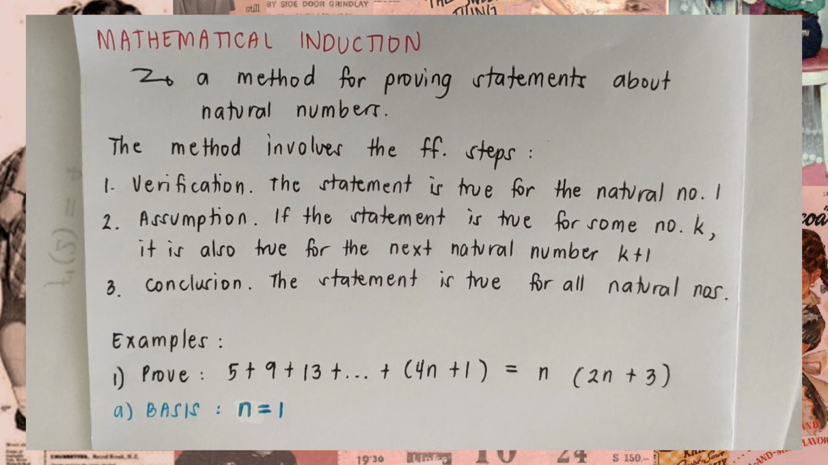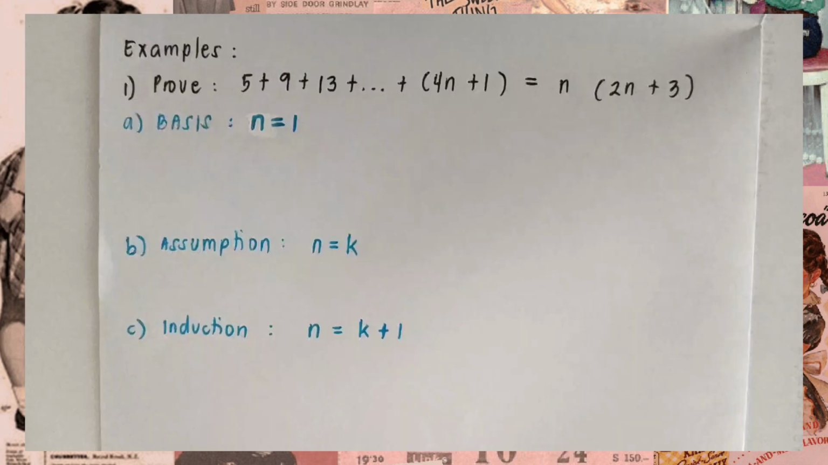Second, assumption. If the statement is true for some number k, then it is also true for the next natural number k plus 1. That k plus 1 is also known as the induction. And third, we have the conclusion. The statement is true for all natural numbers. Let us proceed with the first example.